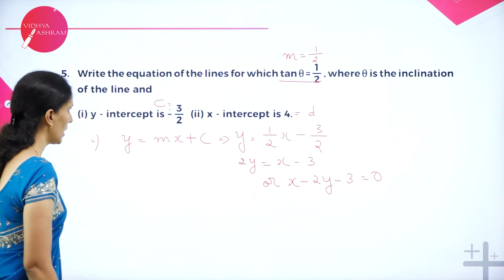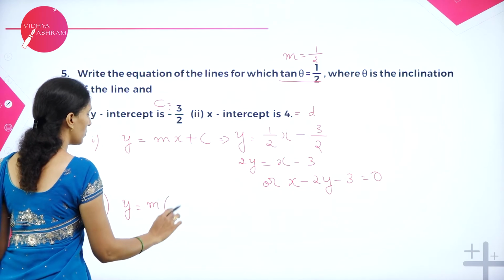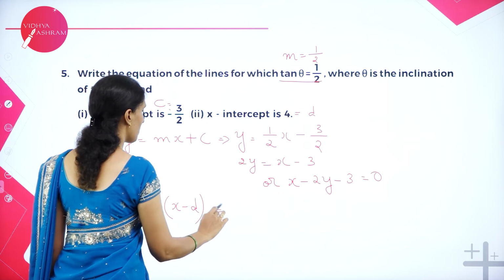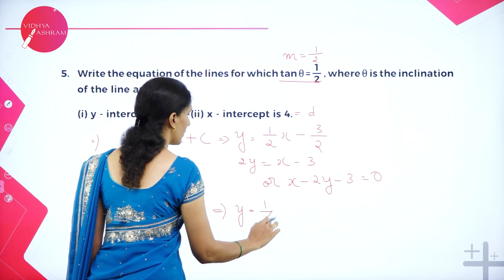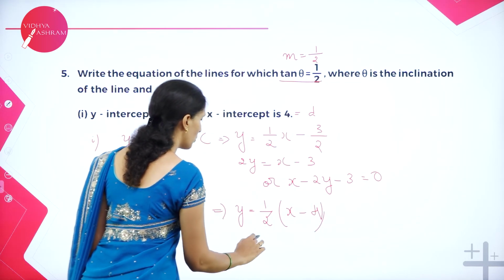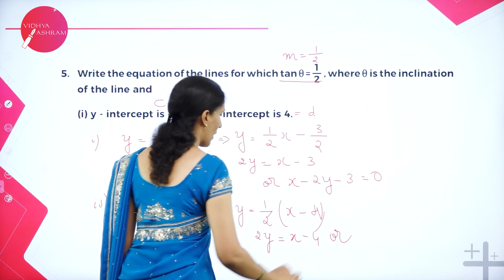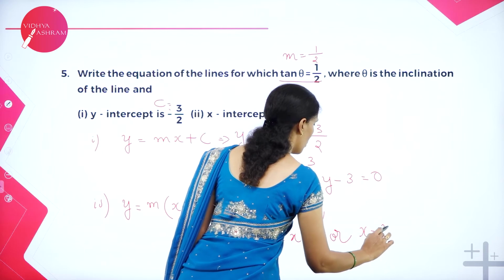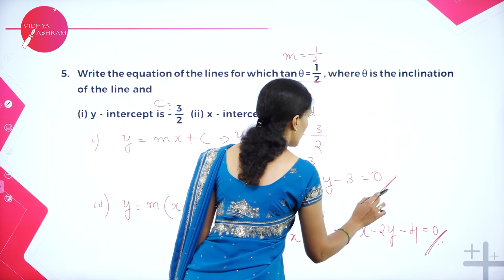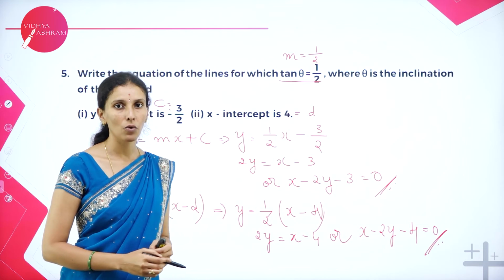This is the equation. In the second case, it is of the form y is equal to m into x minus d, because the x-intercept is given. So therefore, y is equal to half into x minus d, where the d value is 4. Again, multiply by 2 here, it is 2y is equal to x minus 4, or you can write it as x minus 2y minus 4 is equal to 0. So this is the equation whenever the y-intercept and x-intercept are given along with the slope.